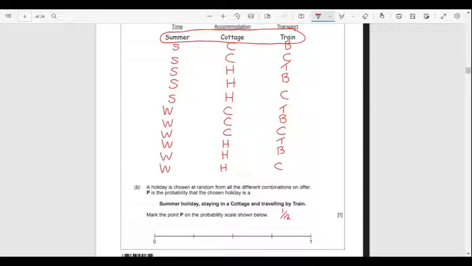And as a decimal, that is 0.083 recurring. This mark here is 0.25 because that's a quarter. So I would say the probability is going to be definitely lower than that. It's going to be somewhere down there.